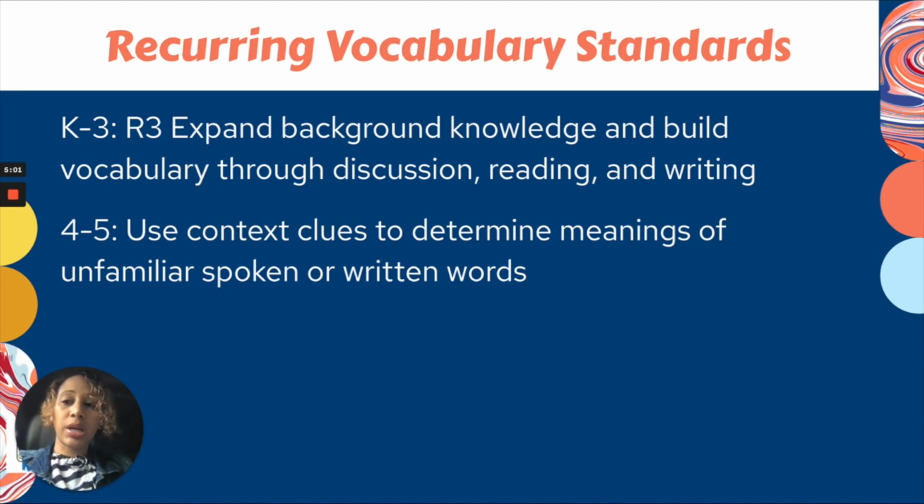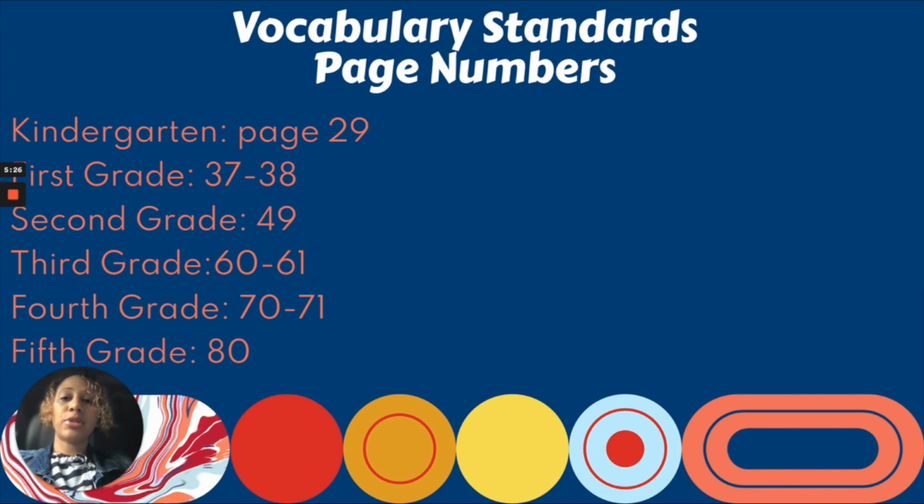So for K-3, the recurring standard is R3, which is expand background knowledge and build vocabulary through discussion, reading, and writing. And for 4 and 5, the recurring vocabulary standard is use context clues to determine meanings of unfamiliar spoken or written words. Both of these recurring standards can be found at the beginning of each grade level in that course of study.